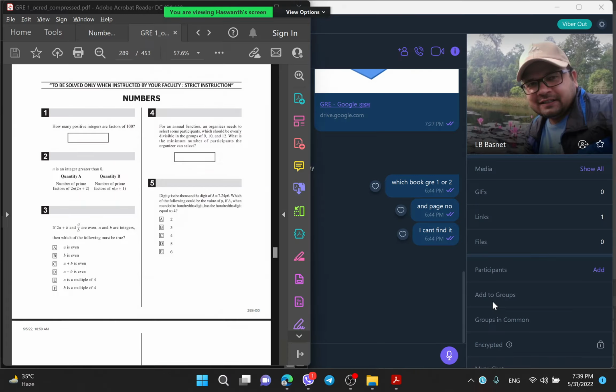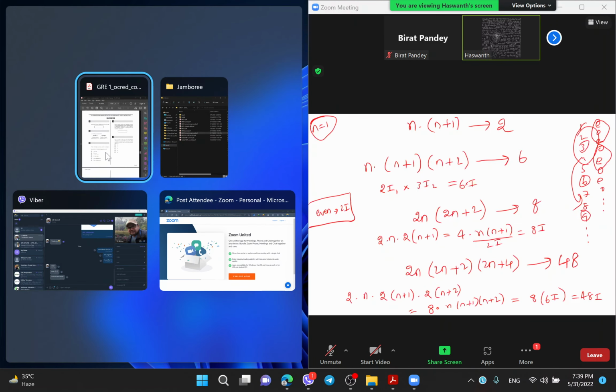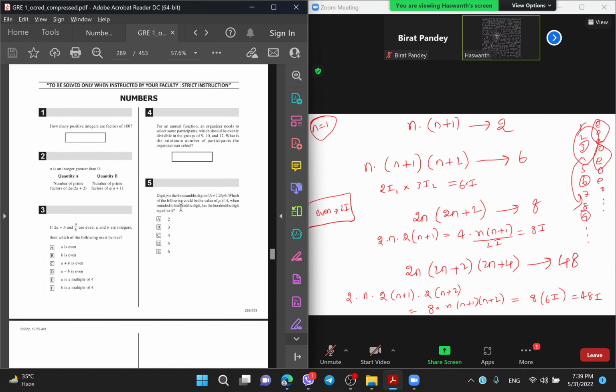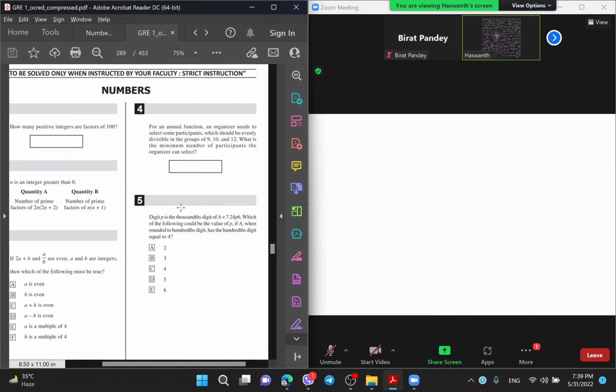Next one. Digit P is the thousandth digit of A, which is equal to 7.24P6. Which of the following could be the value of P if A when rounded to the hundredth digit has the hundredth digit equal to 4?